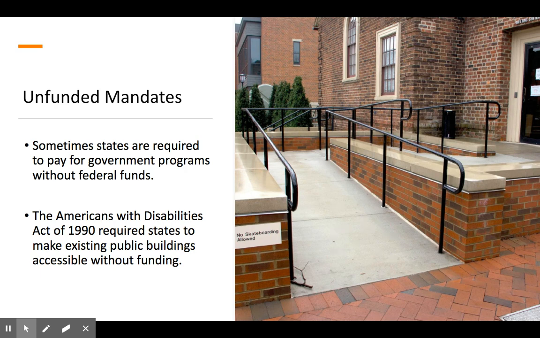So that means that buildings had to have wheelchair ramps or be handicap accessible in other ways because of this act, or they would not be in compliance with the act. But the federal government did not provide any kind of funding for updating public buildings to meet those requirements. So that is an unfunded mandate.